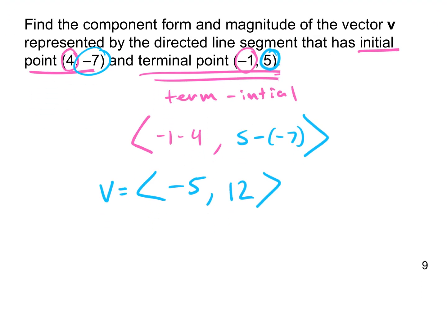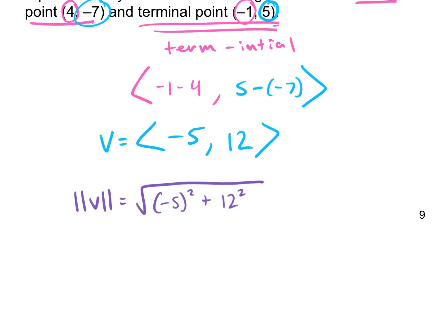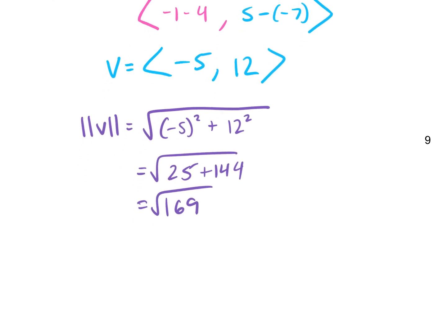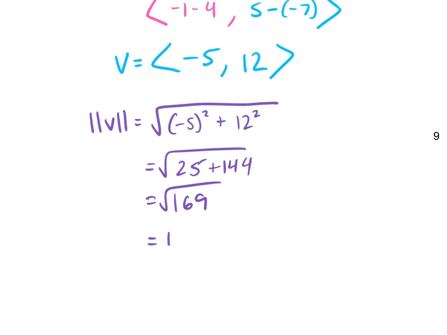The second part of this question asks us to find the magnitude. Once we find component form, we can use our shortcut for the magnitude formula. So the magnitude of v is the square root of the first number squared, so -5 squared, plus the second number squared. So we have 25 plus 144. This would be the square root of 169. What's the square root of 169? 13, perfect. So that would be our magnitude.